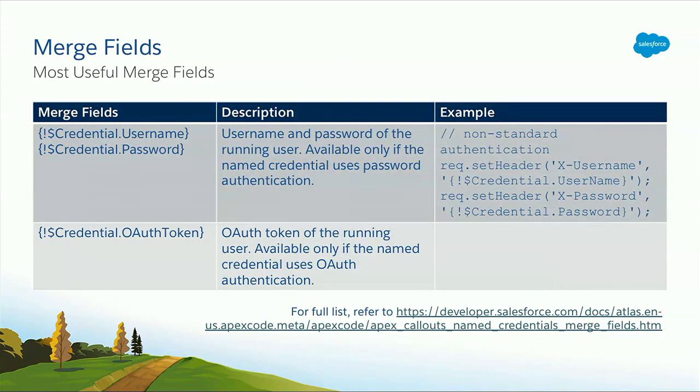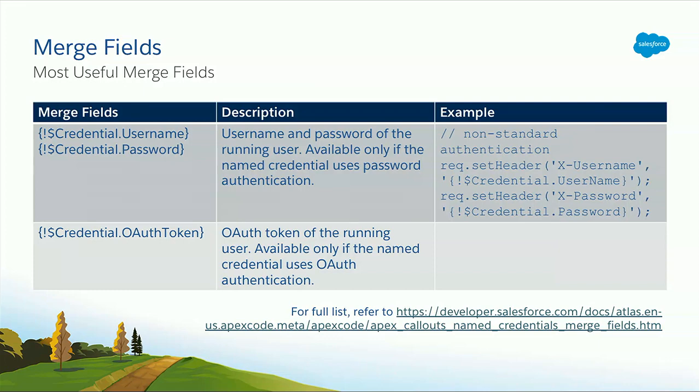So I want to just highlight a few of the commonly useful merge fields. First one here is username and password. So you can get this and merge this in. If it was something like that, I can set these special authorization headers and get those in place, and it just goes through. Or if I'm using the OAuth flow, I can actually get the access token out this way. And Salesforce still behind the scenes will handle all the refresh and everything for me as well.